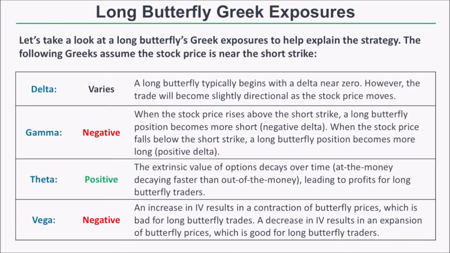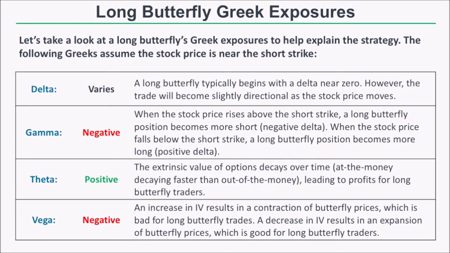Now, on the other hand, if the stock price is right at your short strike and implied volatility collapses, then that means there's a smaller expected move for the stock price in the future, and therefore there's a higher probability that the stock price will be between your long strikes and closer to your short strike, and the butterfly spread will get more expensive, which is exactly what you want.